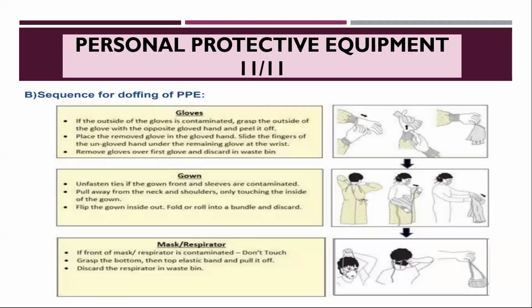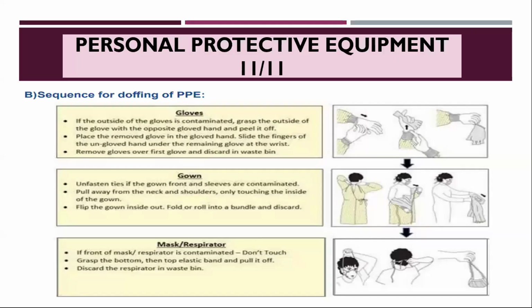When we are removing the PPE, again the order is reversed. First, you remove the gloves. If the outside of the gloves is contaminated, then you have to touch the outside with the opposite hand and peel it off, and place the removed glove in the gloved hand. Then slide the fingers of the ungloved hand under the remaining glove. These are actually steps which will have to be shown practically.